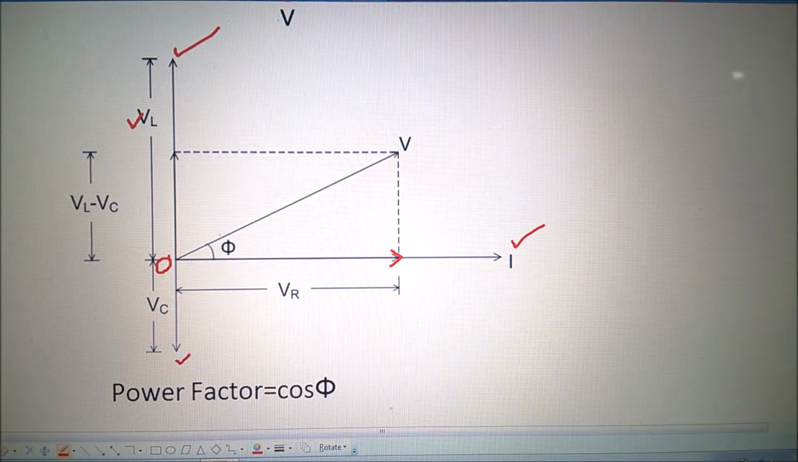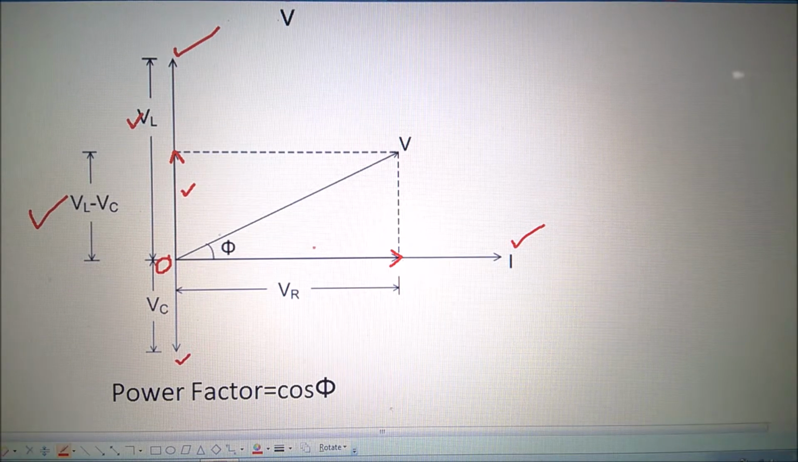And therefore, the resultant voltage will be the subtraction of one from the other. Here VL is greater. Therefore, the resultant will be VL minus VC. I am showing here VL minus VC is represented by this vector.